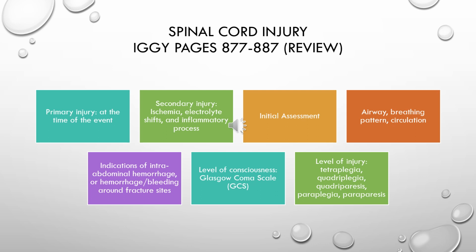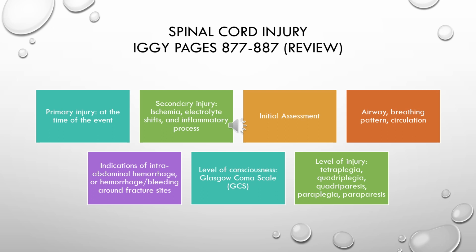You have your primary injury, just like we did with head trauma, which is the one that happened at the time of the event. And then you have your secondary injury, which happens from ischemia, electrolyte shifts, and inflammatory processes. So those are the things where you're trying to intervene so that the secondary injury does not cause any more permanent damage to the spinal cord.